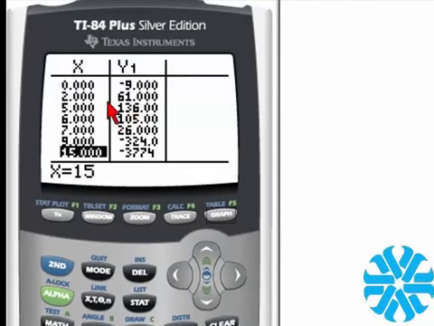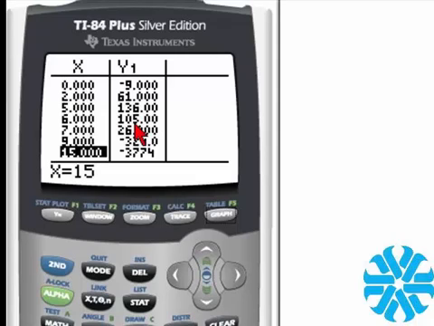Take a look at some of these values in the table. At x equals 2, y is equal to 61. At x equals 5, y is equal to 136. And at x equals 6, y is equal to 105. Now, what this tells us is that somewhere between x equals 2 and x equals 6, the y value reached a maximum. What that actual maximum value is, we don't know.